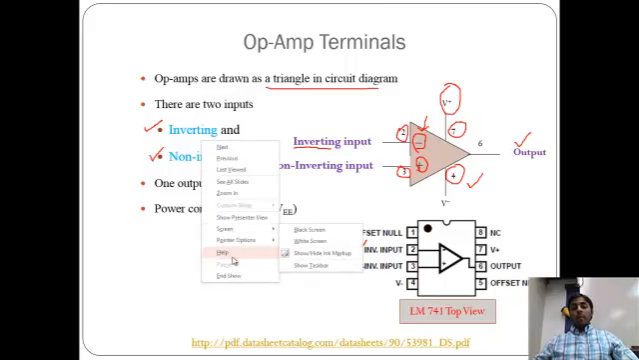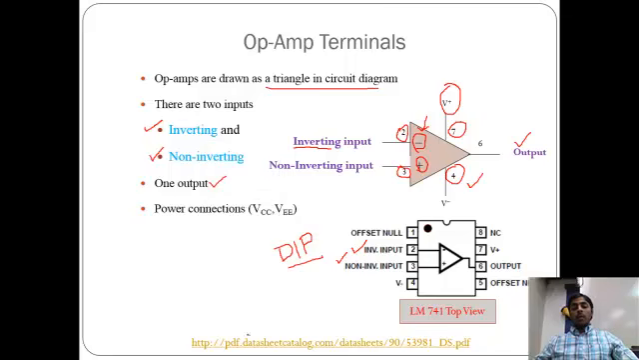So if you can remember these IC layouts, otherwise you can find the data sheet in this particular link. And again, remember, pin number 2 is the inverting input, pin number 3 is the non-inverting input, pin number 4 is the negative supply, pin number 7 is the positive supply, pin number 6 is the output.